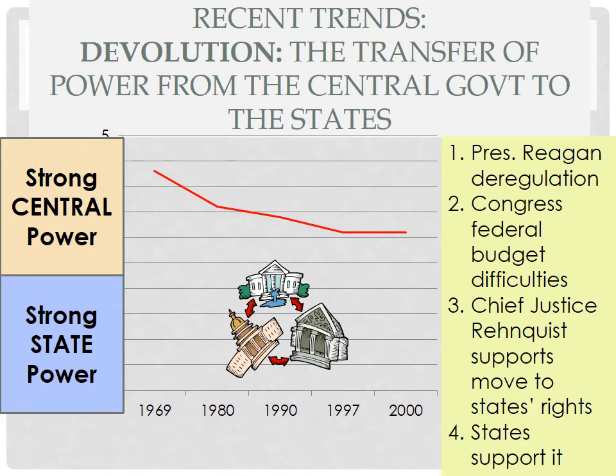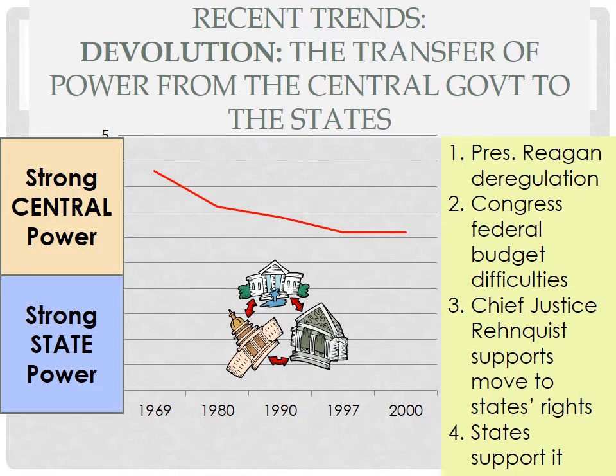So recent trends, devolution. Devolution doesn't necessarily mean de-evolving somebody. What it is, it's the transfer of power from the central government to the states. So really what we're looking at is a reverse trend of what we had just seen up till 1969. In this case, we see power going back to the states. So how did this happen? Well, a couple of different things.